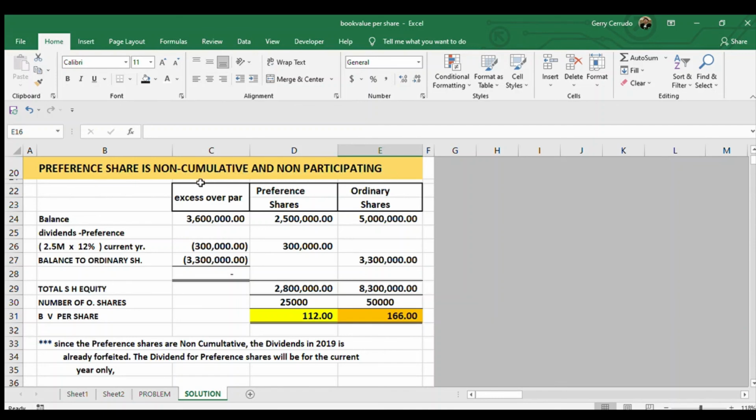Again, non-cumulative means to say that the past dividends that they did not receive are already forfeited. They will no longer receive those if ever there is a liquidation. Whatever is the current year, that is what we will give. There, current year. Past is past.